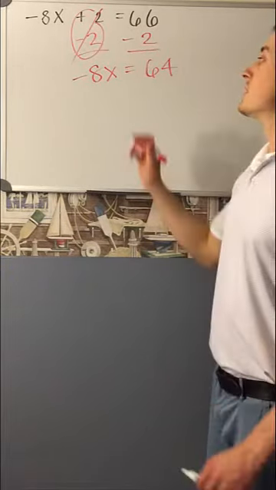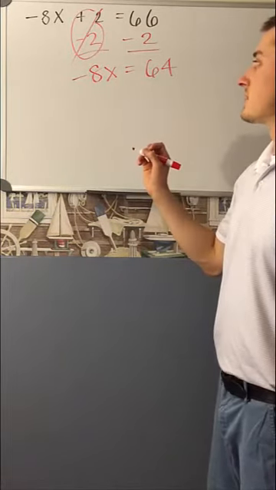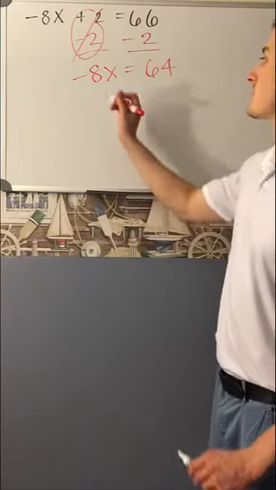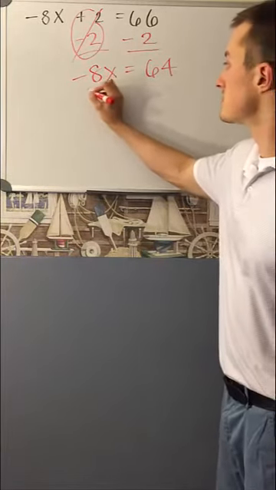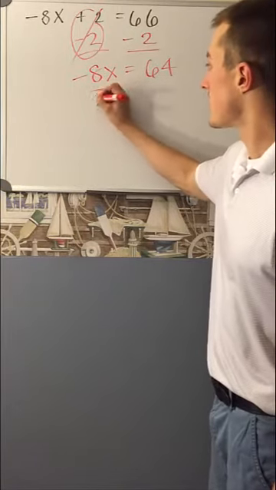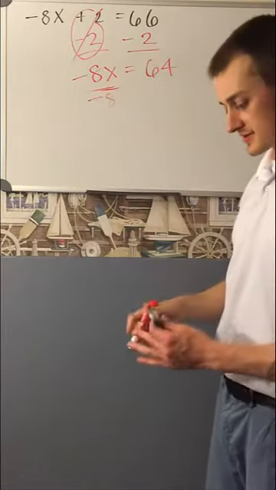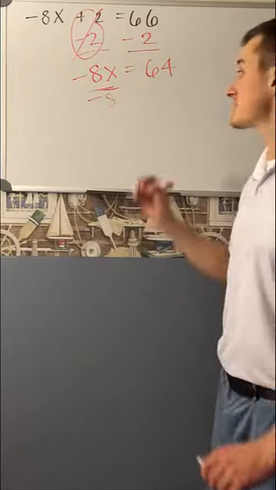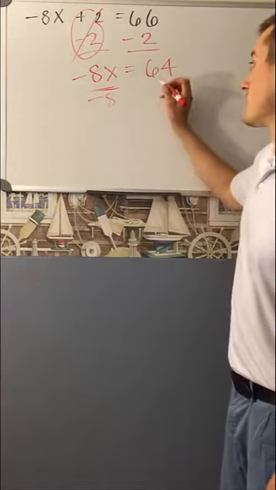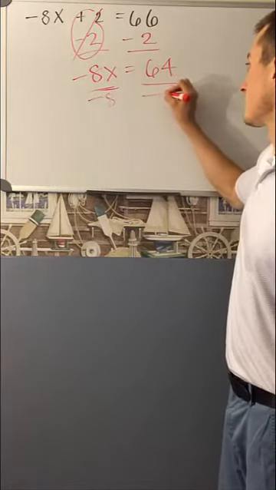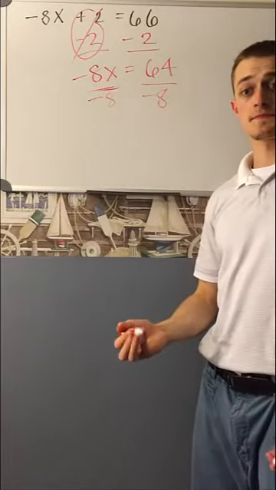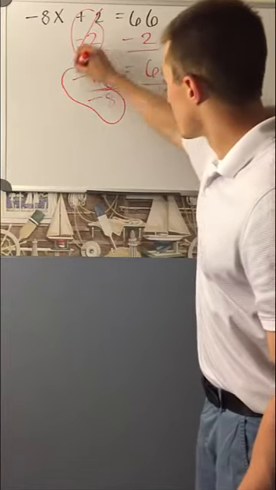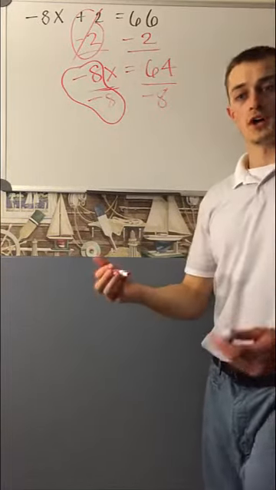Okay. Well, now what we need to do is isolate this x, right? And so what we've got to do is divide negative 8x by negative 8. And likewise, this is an equation. So if I divide by negative 8 on this side, I also need to divide by negative 8 on this side. Okay. And so what we're going to get is negative 8 over negative 8 equals 1.